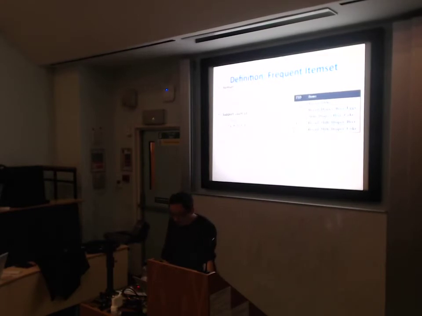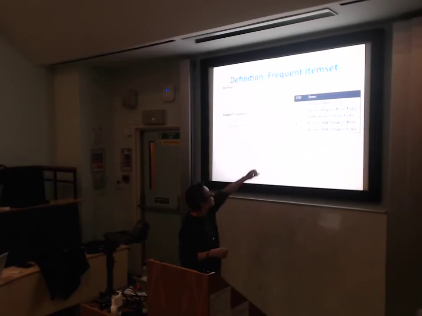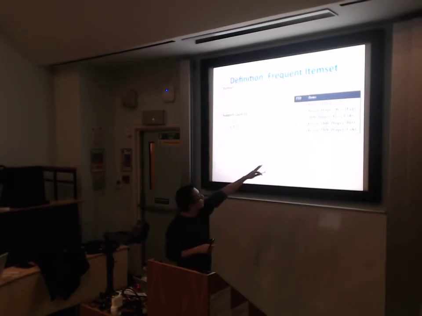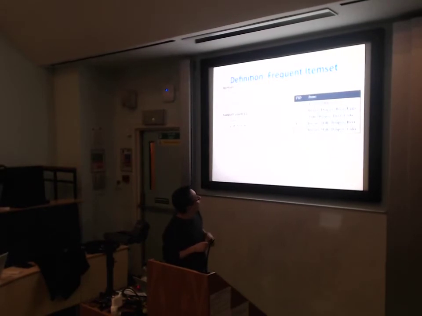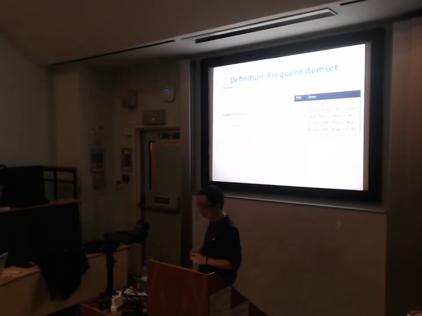The support count is how we find the frequent itemsets in our collection. We can use the support count as an indication of how frequent an itemset is. For example, here we have the itemset milk, bread, diaper. Looking at this collection, the support count is in fact 2, because in transaction ID 4 and transaction ID 5, milk, bread, diaper occur together. So out of 5 transactions, this itemset occurs 2 times. That means the support count is 2.